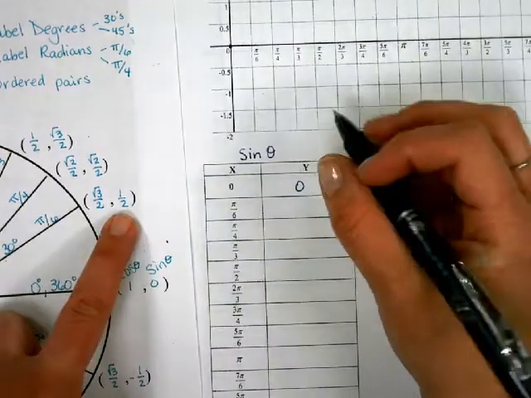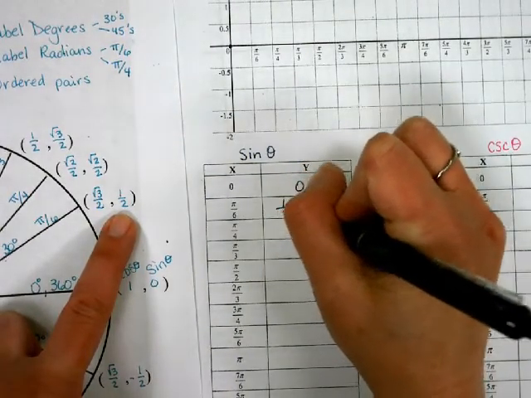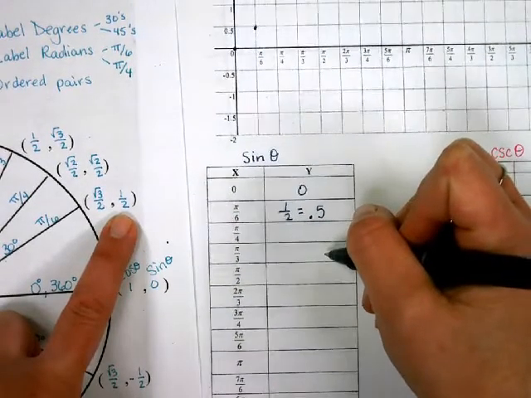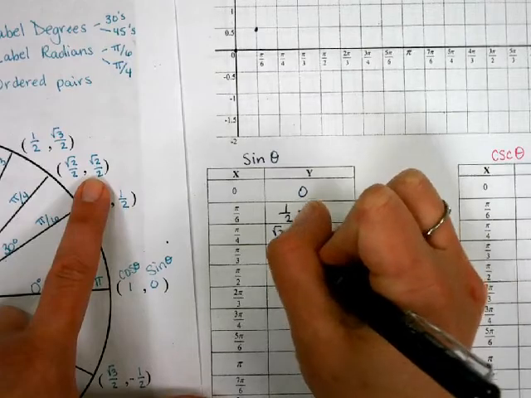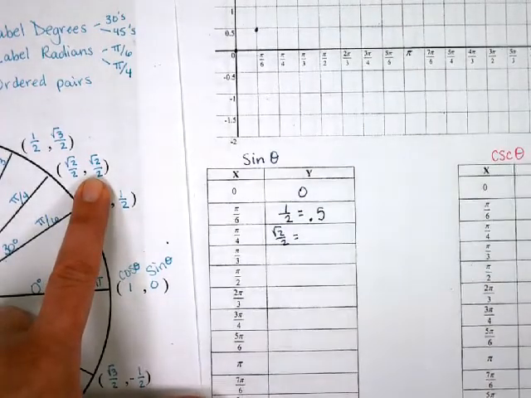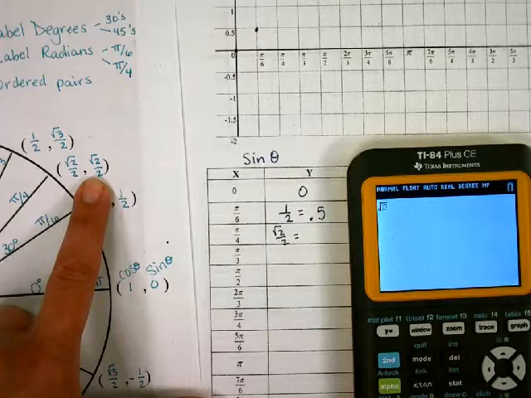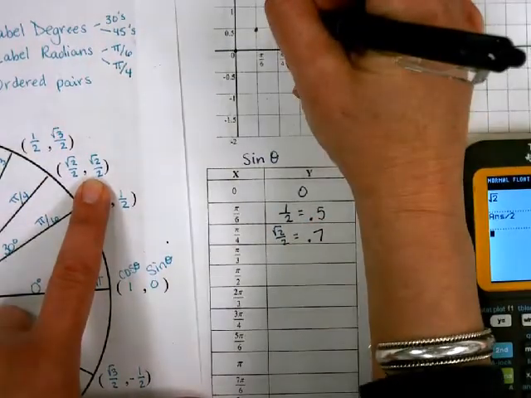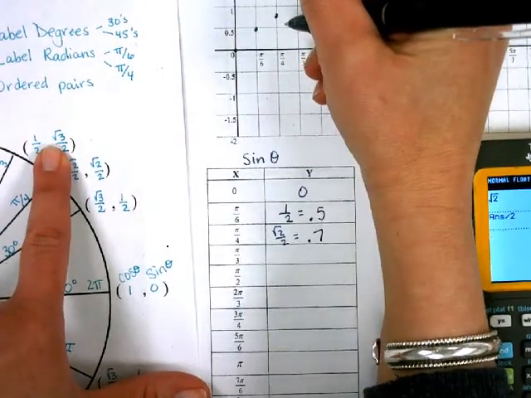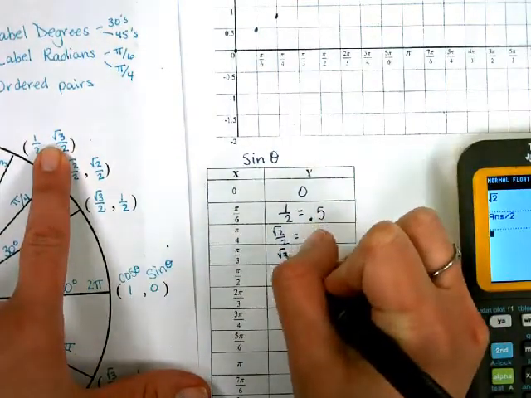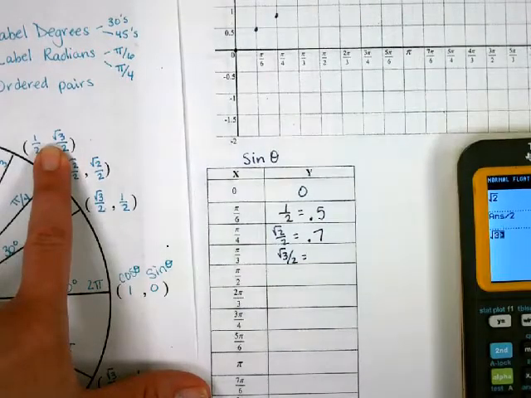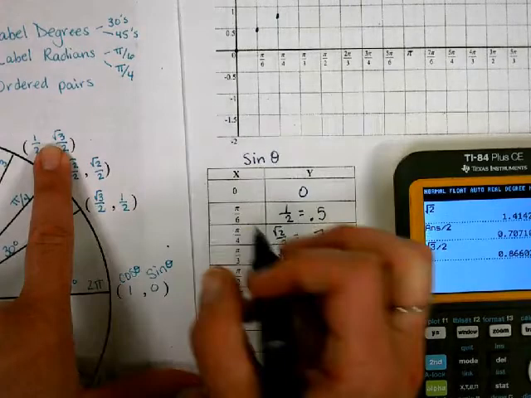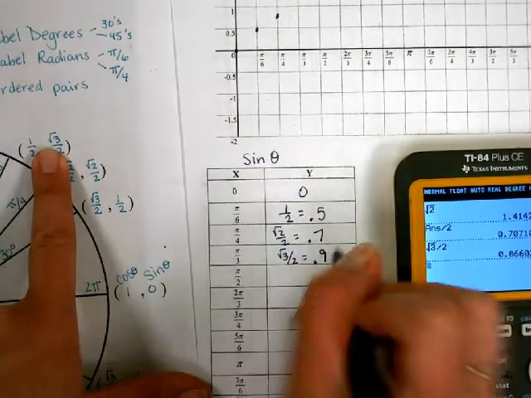axis. And then I go to pi over 6, and pi over 6 is a half. If I write that as a decimal, it's 0.5. And I'm going to plot it. And then pi over 4 is root 2 over 2. As a decimal, if I put that in my calculator, I get 0.7. And then pi over 3 is root 3 over 2. Put it in my calculator, and I get 0.866, so 0.9. Let's just go to a tenth.